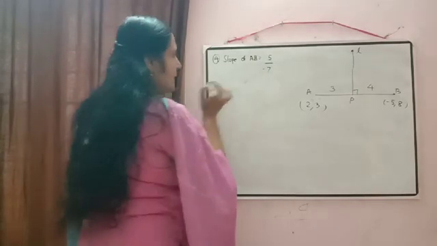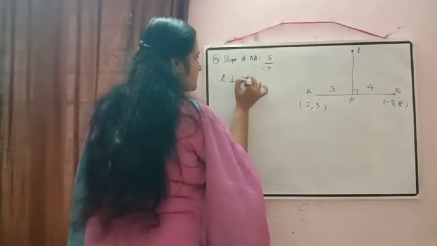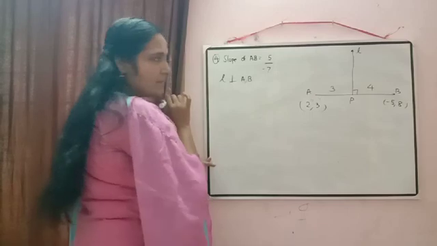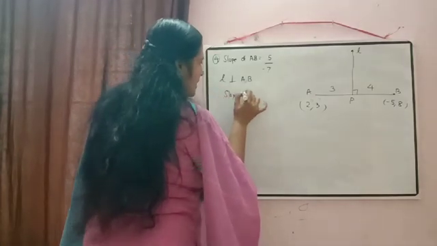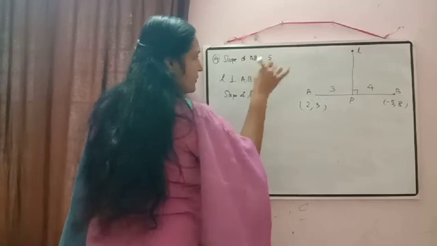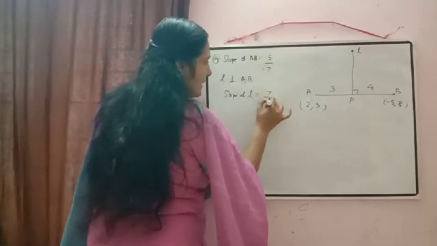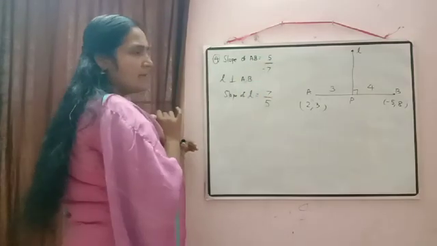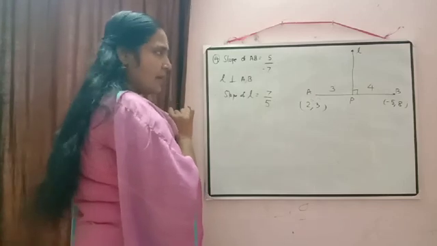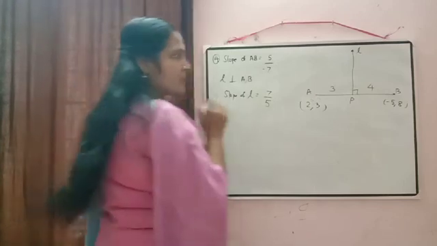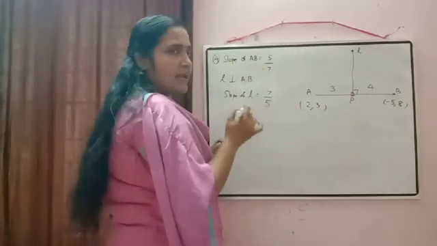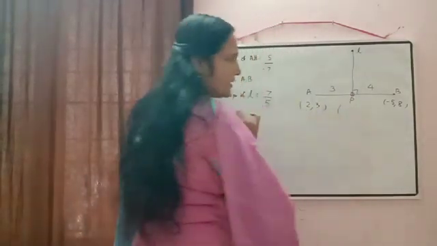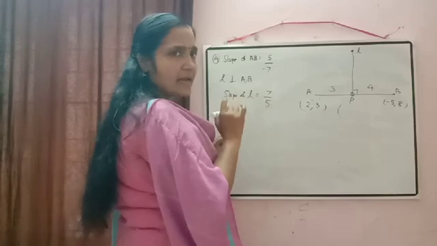Slope of AB is minus 5 by 7. Now, L is perpendicular to AB. Therefore, what will be the slope of L? The slope will be the reciprocal with the sign changed, so it will be equal to 7 by 5. Now we need the point. Using the section formula, we can find the x coordinate and y coordinate of the point P. So shall I write here in the diagram only?